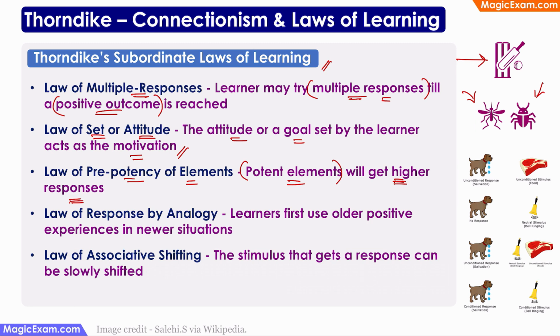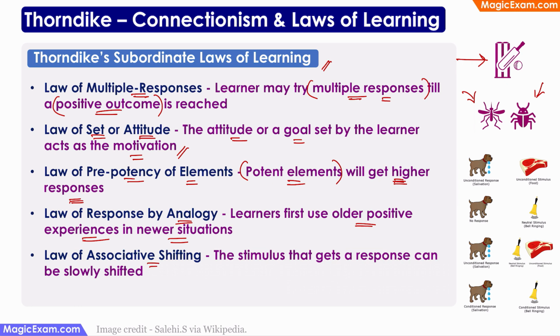Law of response by analogy means that learners will first use an older positive experience even in a new situation. I go to my neighbor's house. He has a golden retriever dog, and the dog is very, very friendly. So over a period of time, I have realized that this dog is very friendly. So golden retrievers must be very friendly. Therefore, whenever I see a golden retriever anywhere outside, I think that that dog will be friendly because I associate golden retrievers as a breed with friendly dogs.